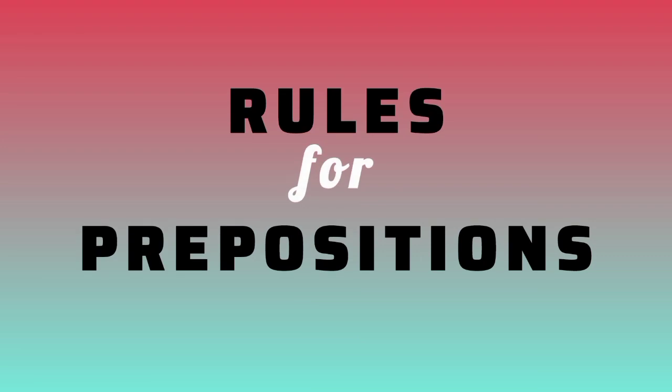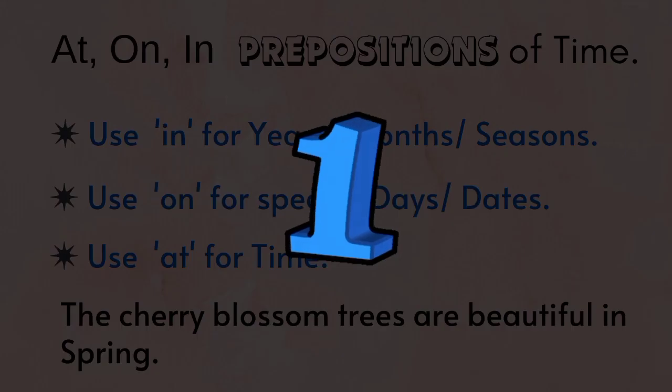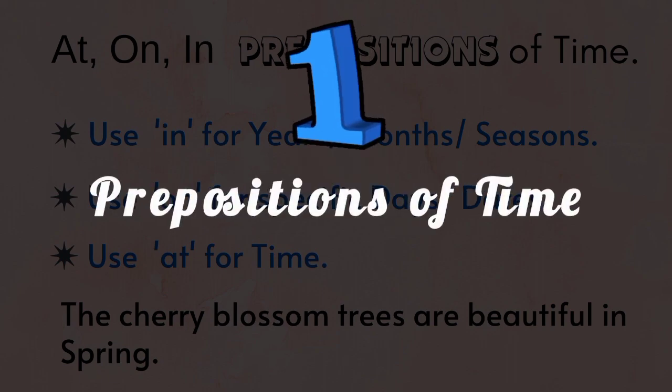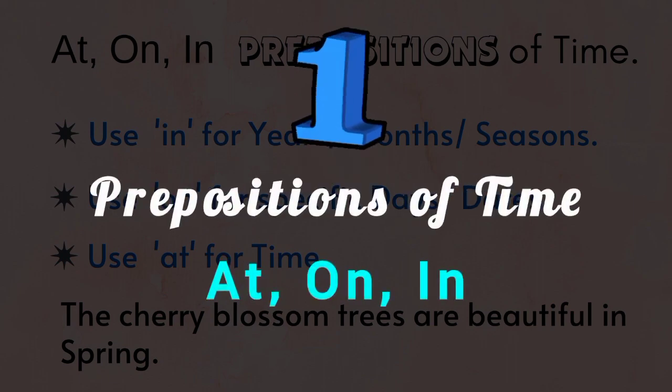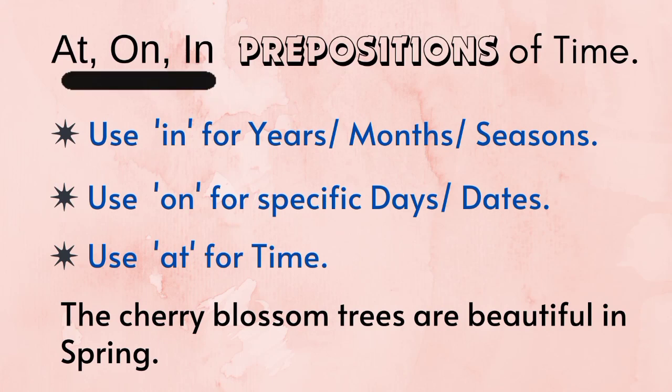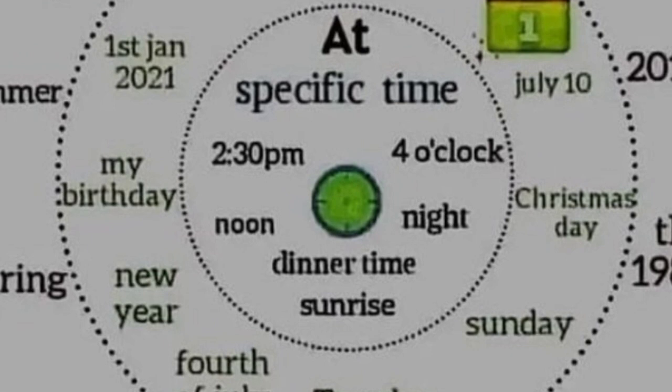Rules for using prepositions. Rule number 1. Prepositions of time: at, on, in. At, on and in are the most commonly used prepositions. At is used when talking about a specific time. For example, at 2:30 p.m., at 4 o'clock, at noon, at night, at dinner time, at sunrise.